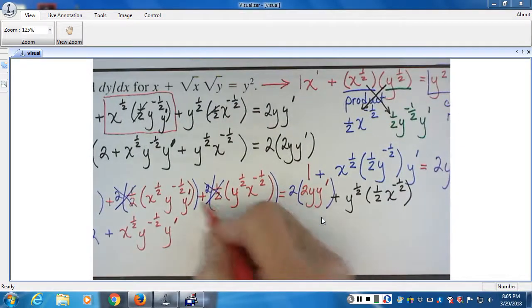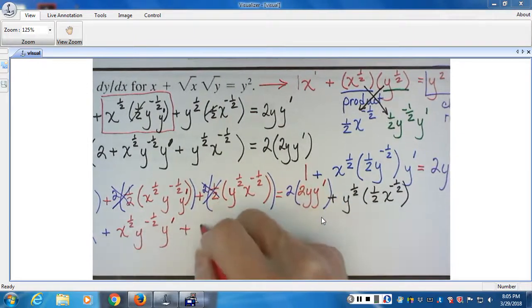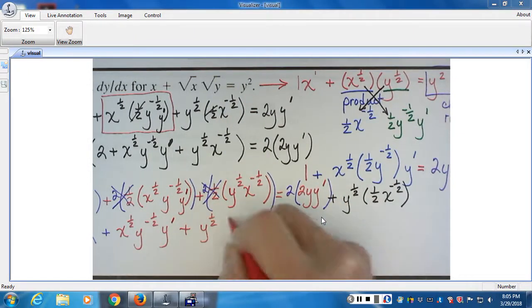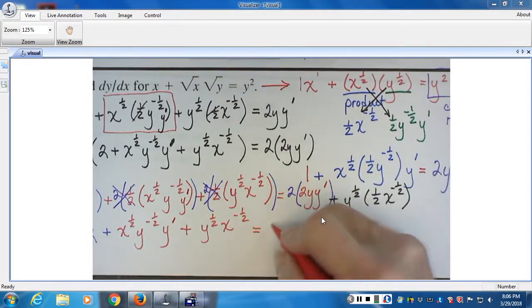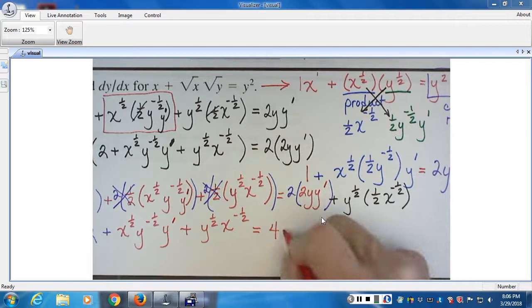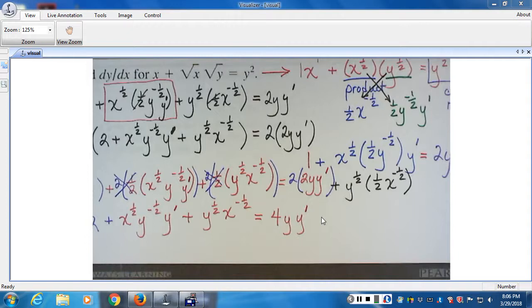So then, since this is gone, I now have just what was left in the parentheses. And then 2 times 2 is 4y prime. So for that equation, do you see where everything has come from now?